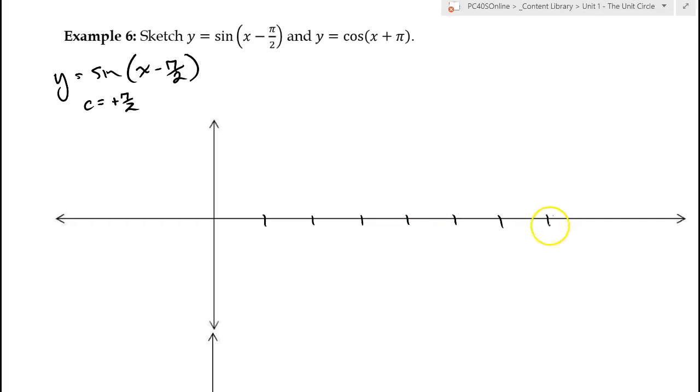Without any other numbers in this equation, I am still dealing with a period of 2 pi, because I've gone back to my b value being just 1, because it's not really there. My amplitude, there's nothing out in front of my function, so it's still going to be positive and negative 1 as my maximum and minimum. So I'm going to start at pi over 2, but I'm going to keep all my points otherwise the same.